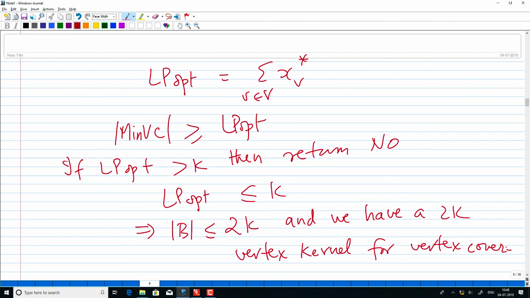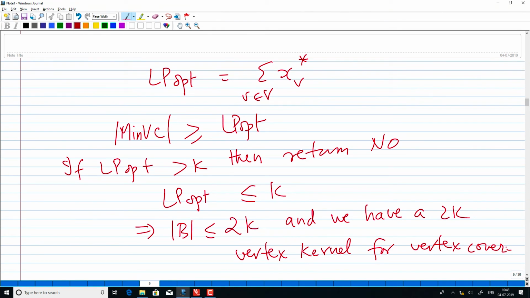Okay, so let's recall where we started off. We said, here is a graph on n vertices and k, and I'm looking for a vertex cover of size k. Can you do some pre-processing and reduce the size of the graph? That is the goal in kernelization. And then we will worry about solving whether there is a vertex cover of size k, which because the graph size is small, we can do some brute force thing there.